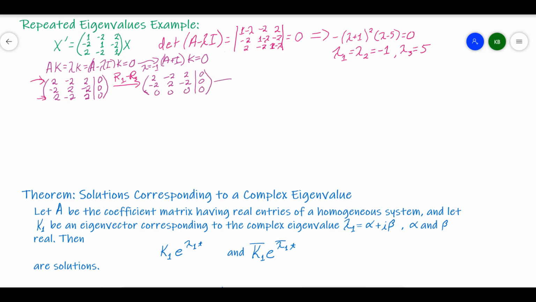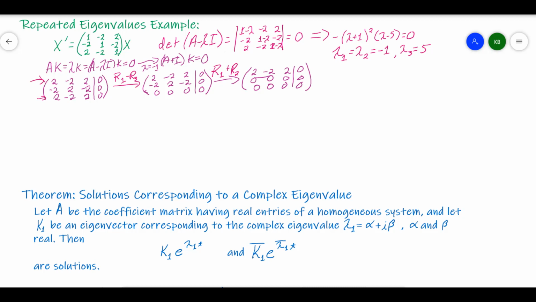Well, and then I look at it and I say, you know what? Row 1, if I add it to row 2, it goes away too. So row 1 plus row 2, that's going to make another row of zeros and make my life real easy. So I'll have 2, negative 2, 2, 0 as my first row because I still didn't do anything to it. And I'll have zeros all the way across for the other rows.